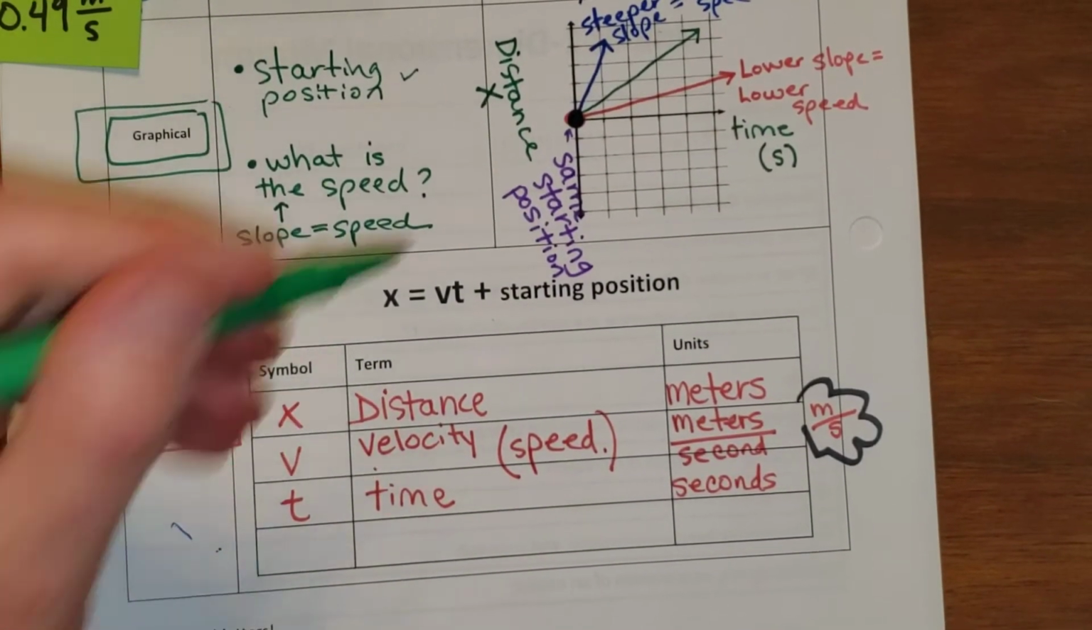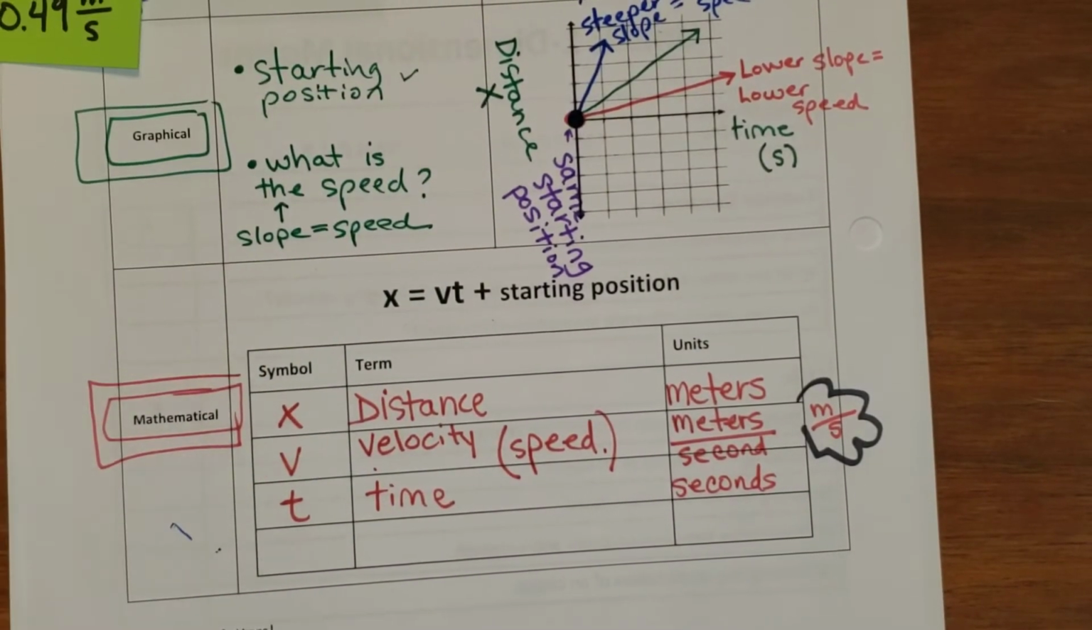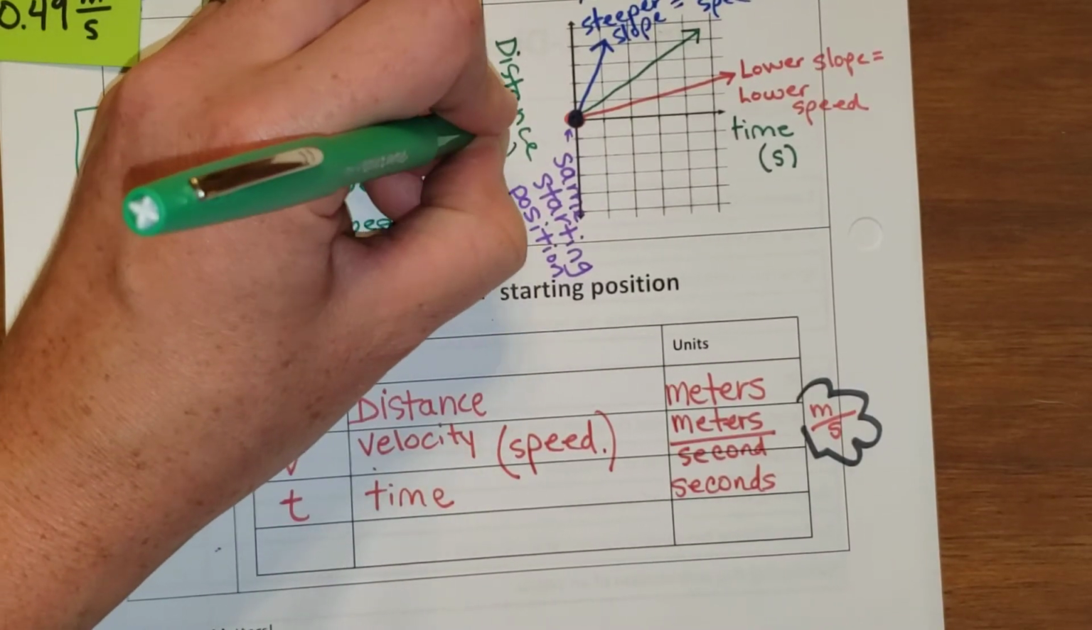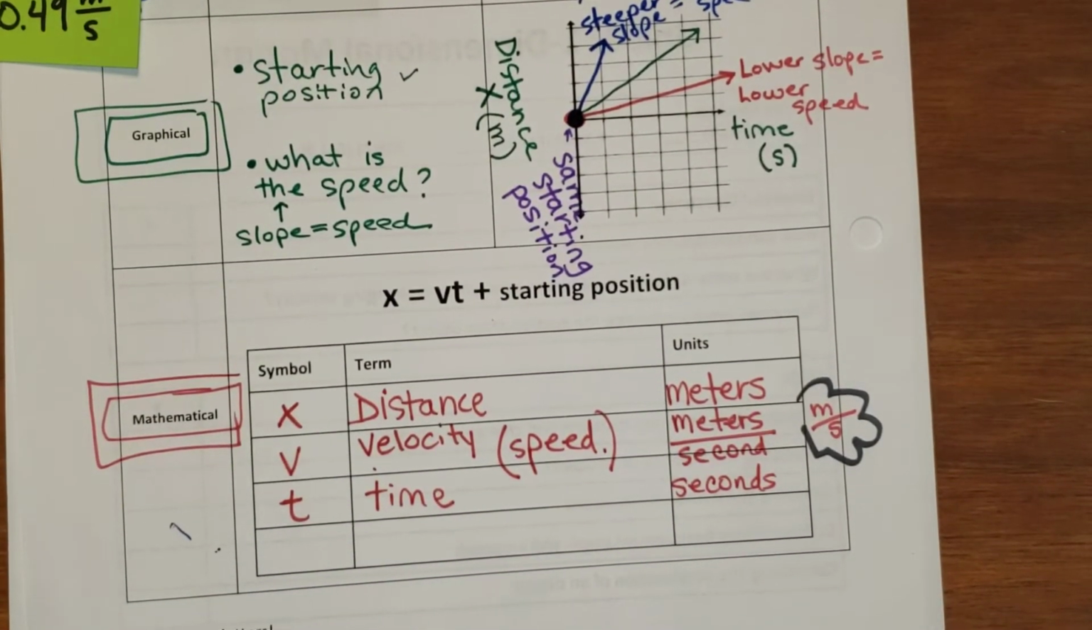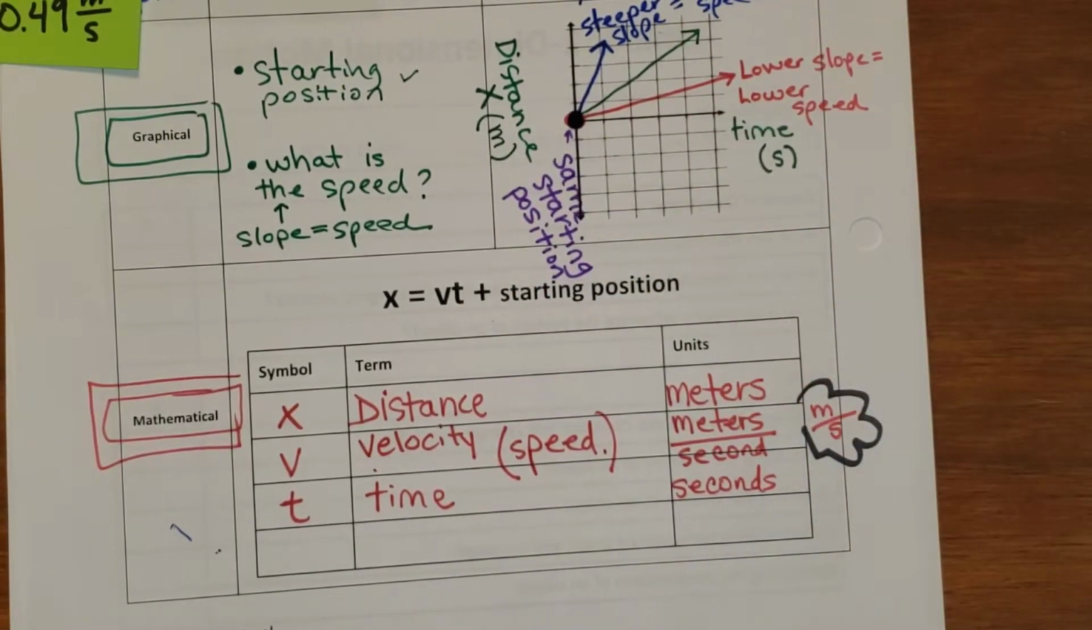Now hold up, I don't have anything over here for distance. I have this X here, but I don't have any mention of my units over here. It's meters, and I'm going to put an M to represent that. We'll do another graph practice so I can clean this up a little bit in the future.